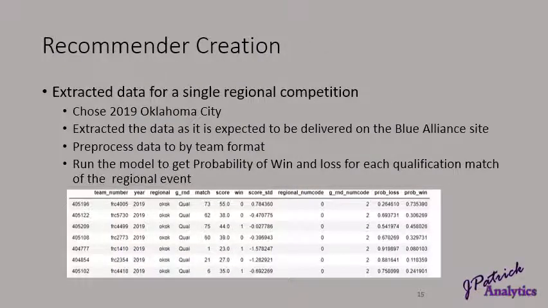To create the logic for the recommender, I extracted the data from the 2019 Oklahoma City Regional. I extracted only the qualifying rounds to emulate the data the team would have available for decision making. My first step was to configure the data into the correct format. I then ran it through the model to assign a probability of win score to each match.